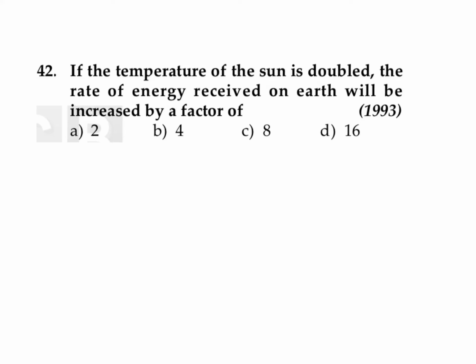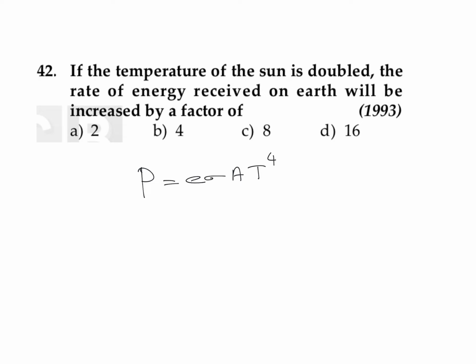And this question is given that if temperature of sun is doubled, the rate of energy received on earth will increase by a factor. We know that the total radiation power emitted by the sun can be found out by using this equation, E = σ A T⁴, where T is the temperature of sun.